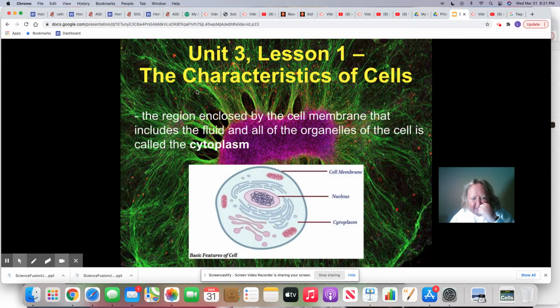All right, the next thing is called cytoplasm. This is the region that's enclosed by the cell membrane. So all this inside in here. It's a fluid, but kind of a thick fluid, and it's where all the organelles are. That's called cytoplasm.